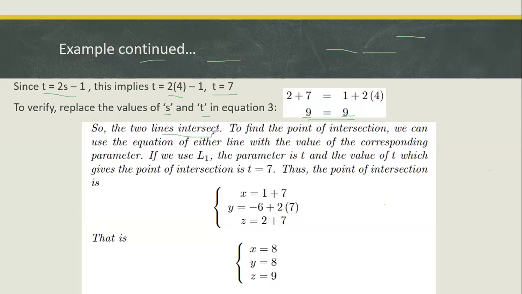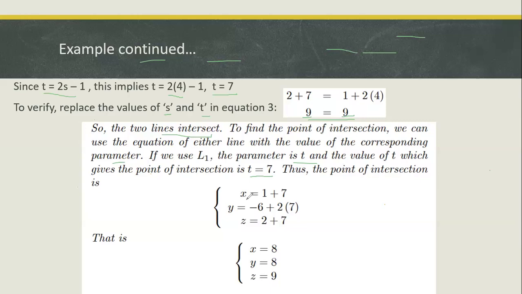To find the point of intersection, we can use the equation of either line with the value of the corresponding parameter. For example, if we use L1, the parameter is t, and the value of t that gives the point of intersection is t equal to 7.